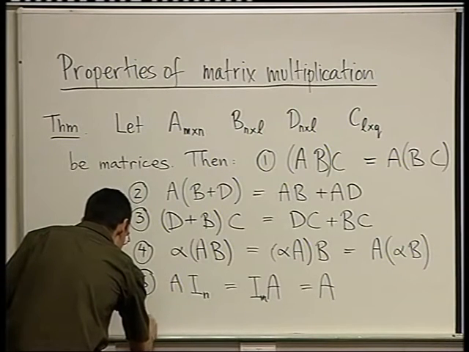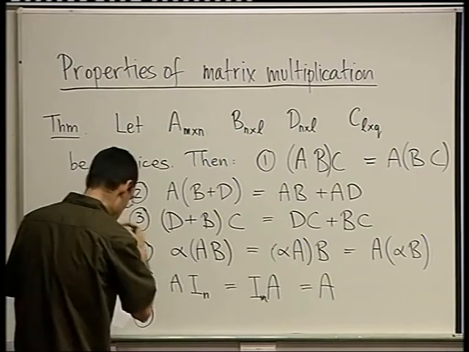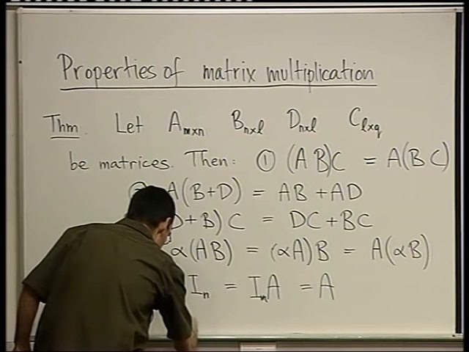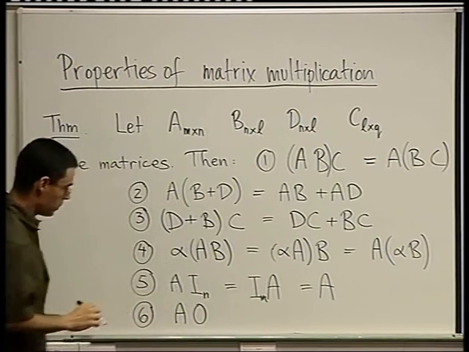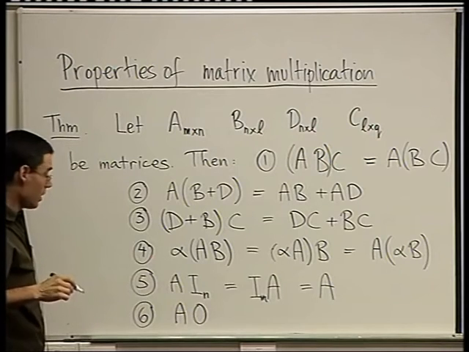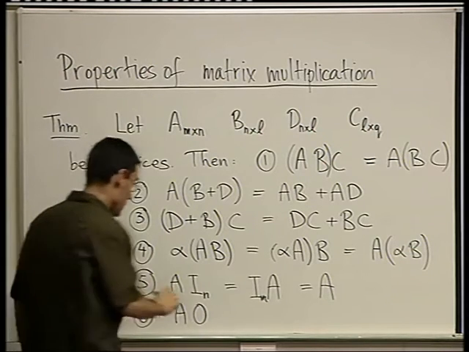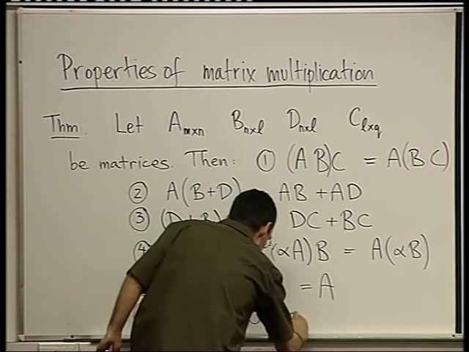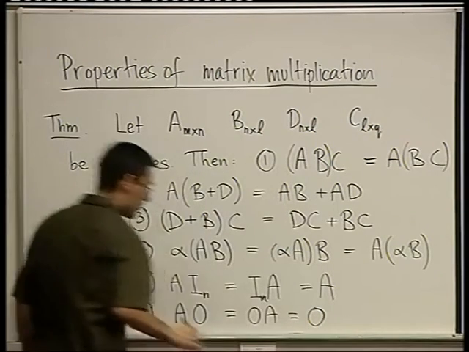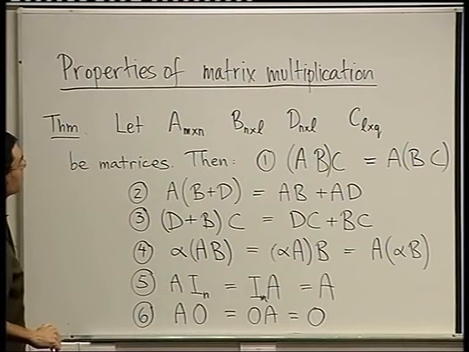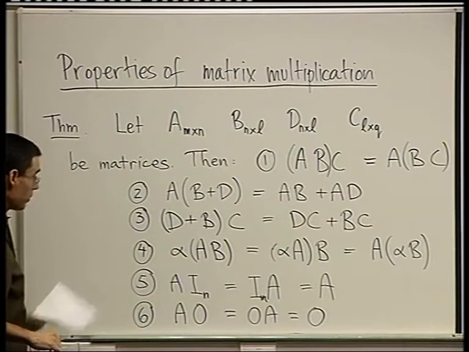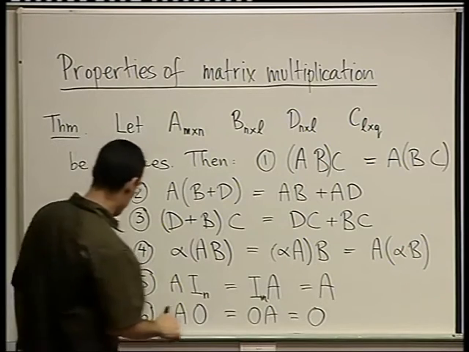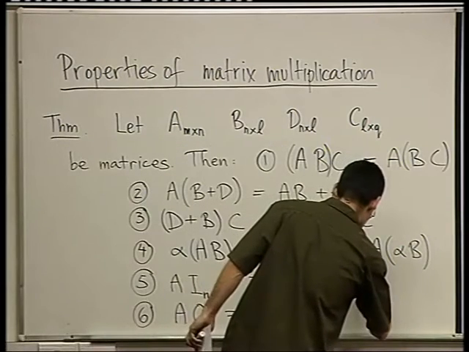Property number 6 involves the 0 matrix. The 0 matrix, which we just denote by 0, is a matrix where all the entries are 0. And when you multiply by it, you just get 0. Okay? And the last property, which unfortunately I don't have space for on this board, but I really don't want to move it to another board, so I'll write it here. Property number 7.